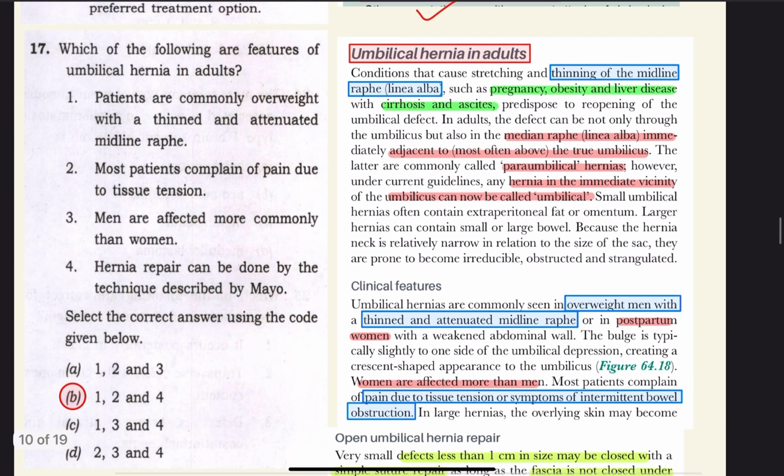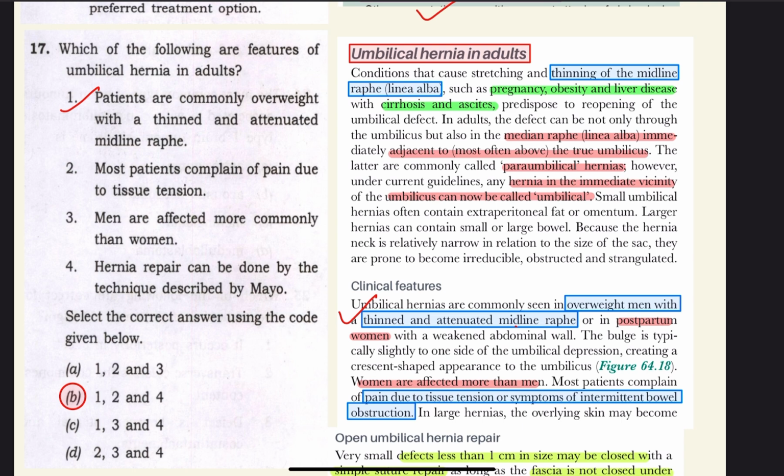Next is 17. Which of the following are features of umbilical hernia in adults? There is one topic, umbilical hernia in adults. It is because of thinning and stretching of the midline raphe or linea alba. The first option they have given is that the patient is commonly overweight with thin and attenuated midline raphe. They have taken this line, overweight man with thin and attenuated midline raphe. Most patients complain of pain due to tissue tension.